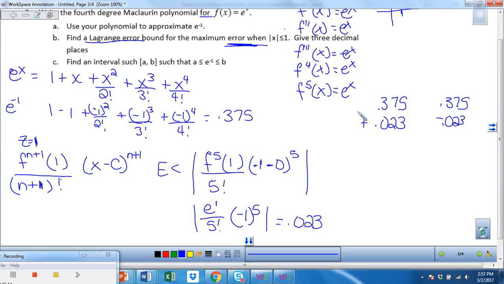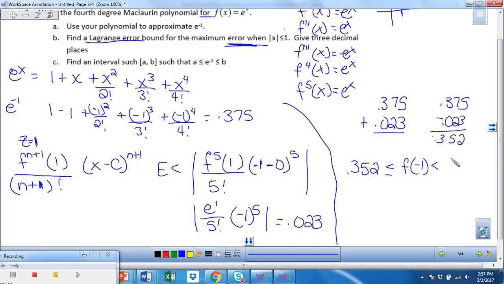So my answer, the actual answer, could actually be, let's start with the smaller one. What is this? 0.352. So it could be 0.352. Or it could be, adding this together, 0.398. It could be somewhere in this interval.